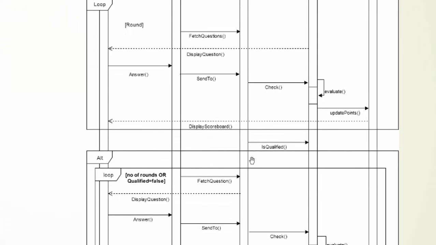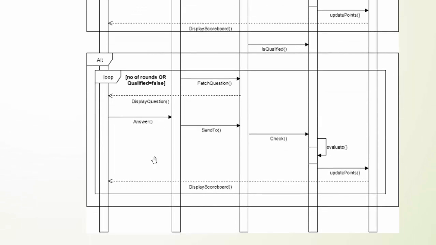Now if the participant is qualified for the next round and there exists a next round, then the procedure is repeated. This process goes on until all rounds are over or the participant has been knocked out. In any case, the final scoreboard is displayed and the winner is declared.